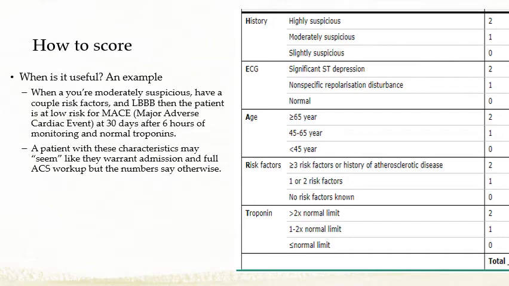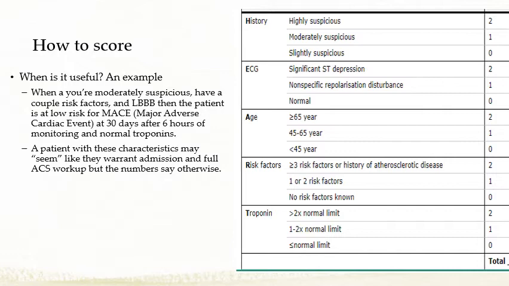So when is it useful? So here's an example. You've got someone that you're moderately suspicious of, right? They sound like they're talking about stable angina, right? Where it's angina that's predictable. It happens when they are working. You know, some reasoning to think that they might have a heart attack. They've got a couple risk factors, so there's another point, and they have a left bundle branch block, which is a non-specific repolarization disturbance. So there's 1 point right there. So 1 point, 1 point, 1 point. There's 3 points there already.